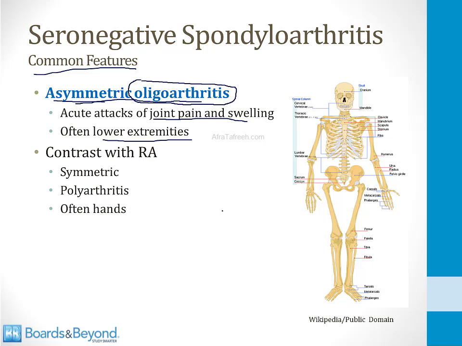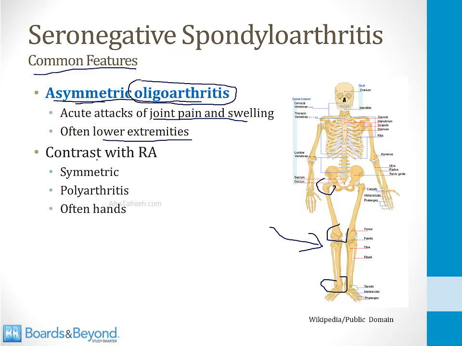If you think about it, this is a very unusual presentation, to present to the doctor with complaints of multiple joints on only one side of the body, usually in the lower extremities. For example, a patient may complain of pain in the hip, pain in the knee, and pain at the ankle. That's 3 joints. It's an oligoarthritis, and it's asymmetric on one side of the body. That's an unusual presentation, and it's classic for the seronegative spondyloarthritis conditions.